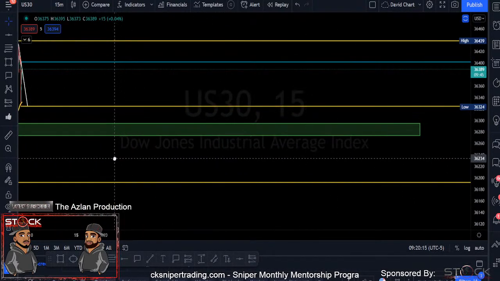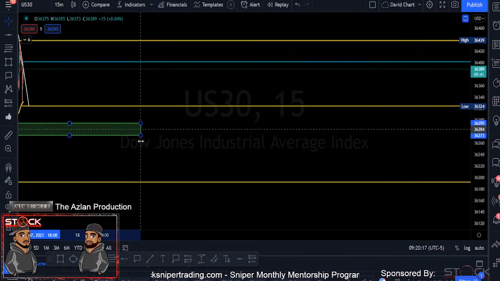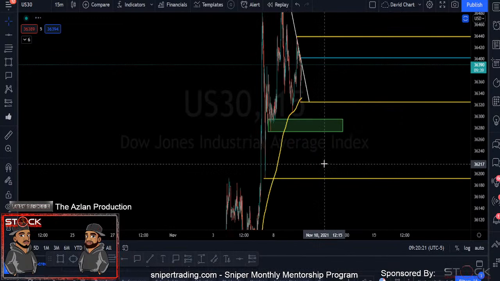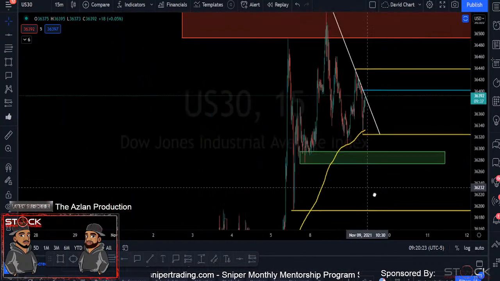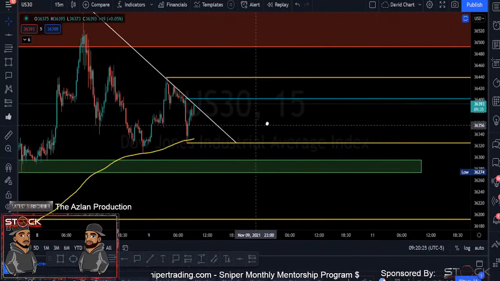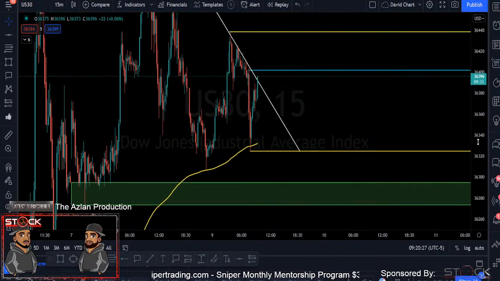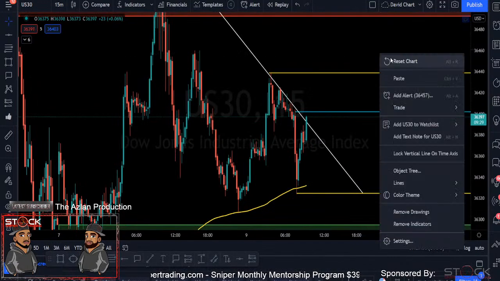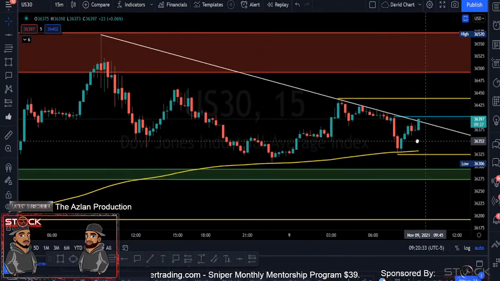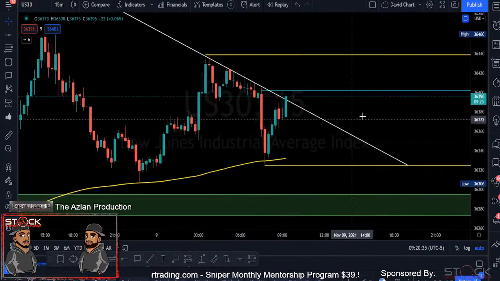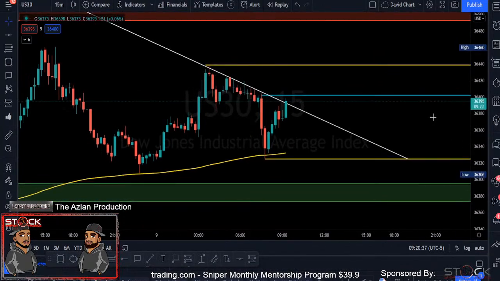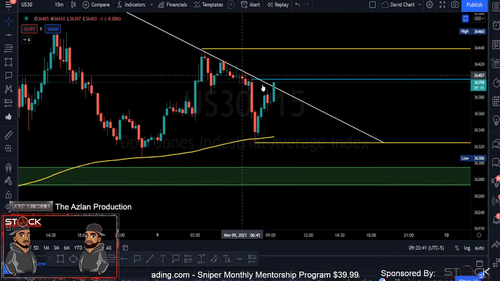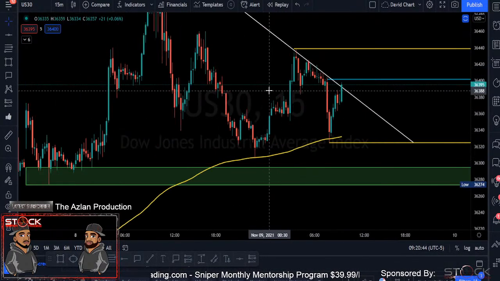Sorry guys, give me a second here. I'm going to tighten this up. There we go. Perfect. Okay, now it's a little cleaner. So look at US 30, guys. Starting to test, break above that overall descending angle from higher time frame.